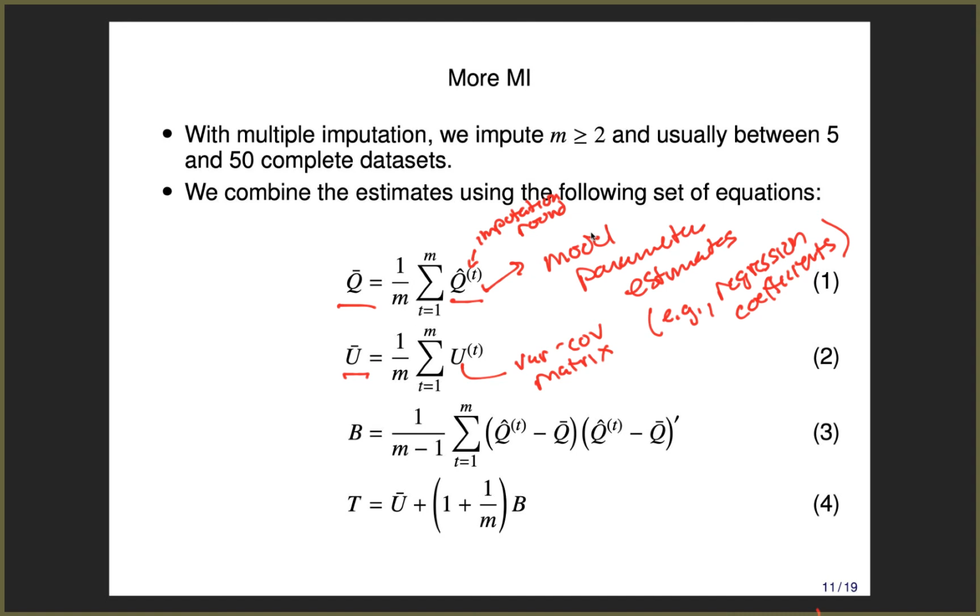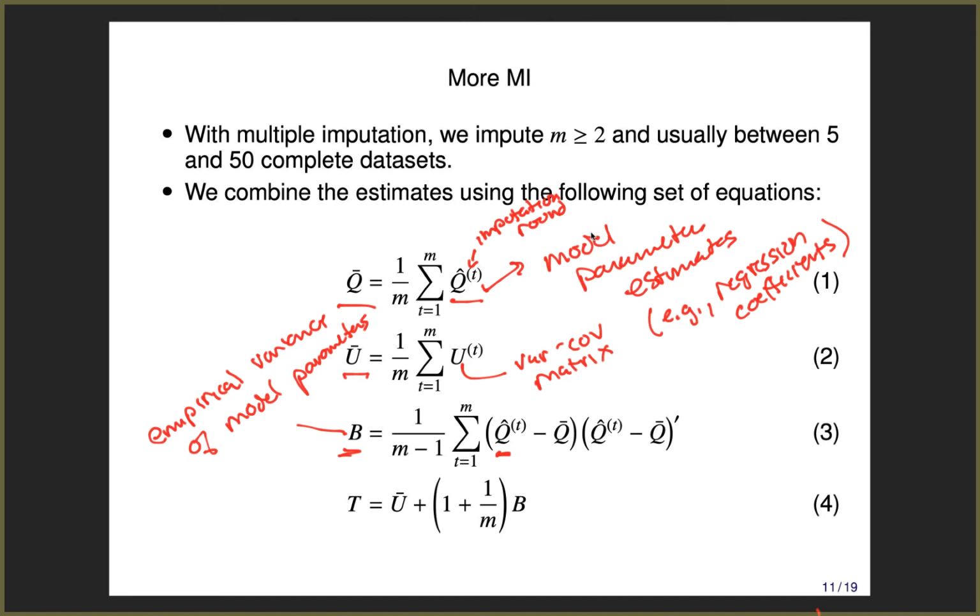We then define this B term. This is the empirical variance of the model parameters. What we mean by that is that we are simply taking all of the Q terms across all of the imputed data models, and we're finding the variance of those terms.